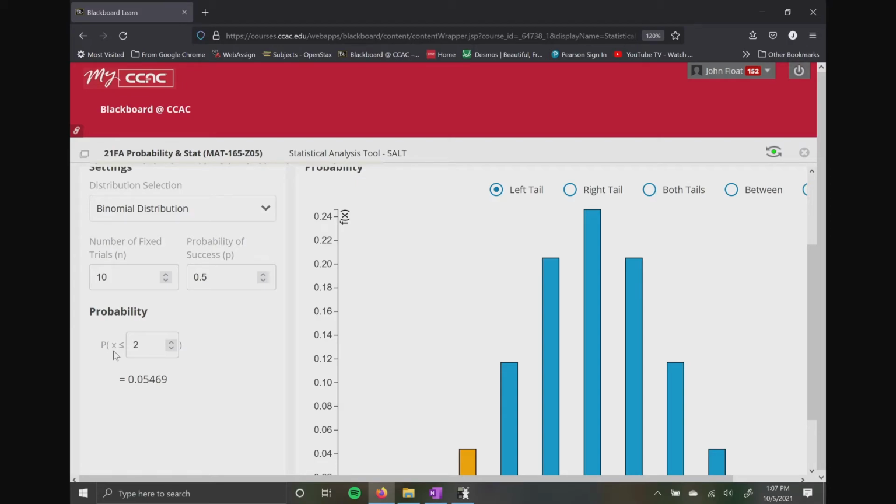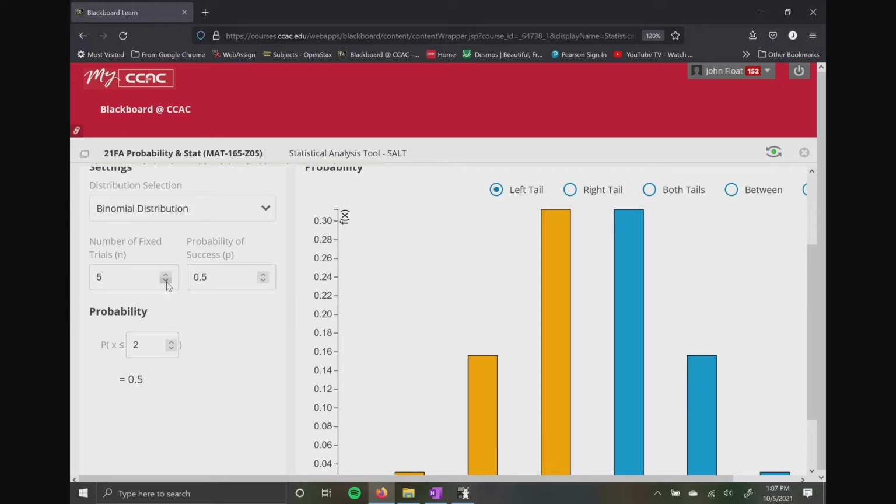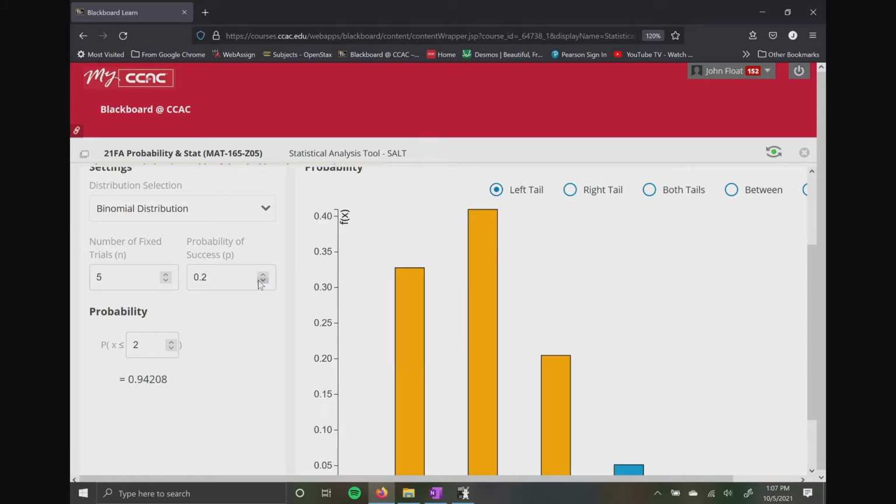So what we're going to do is go ahead and do our problems, and we're going to do the exact same ones all over again. So, fixed number of trials: you're guessing on 5 questions, so we change this to a 5. The probability of success, well, you have a 0.2 chance of guessing the first question correct, because remember, it's 1 out of 5. 1 divided by 5 is 0.2.